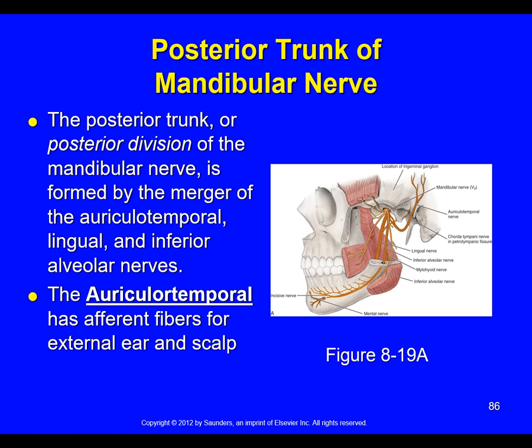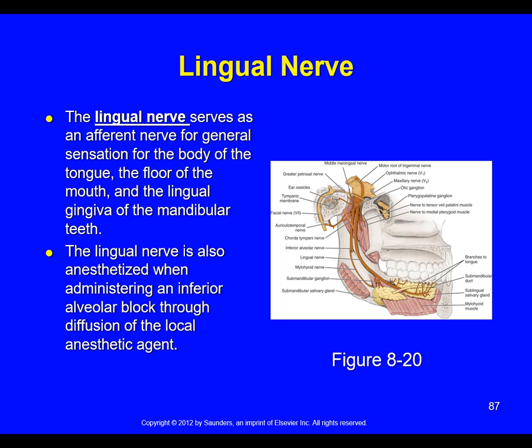And then we've got the posterior trunk. So we've got a posterior trunk going to the auriculotemporal with afferent fibers for the external ear and scalp. We've got the lingual nerve, afferent nerve, sensory nerve for general sensation for the body of the tongue, the floor of the mouth, and the lingual gingiva of all of the mandibular teeth.